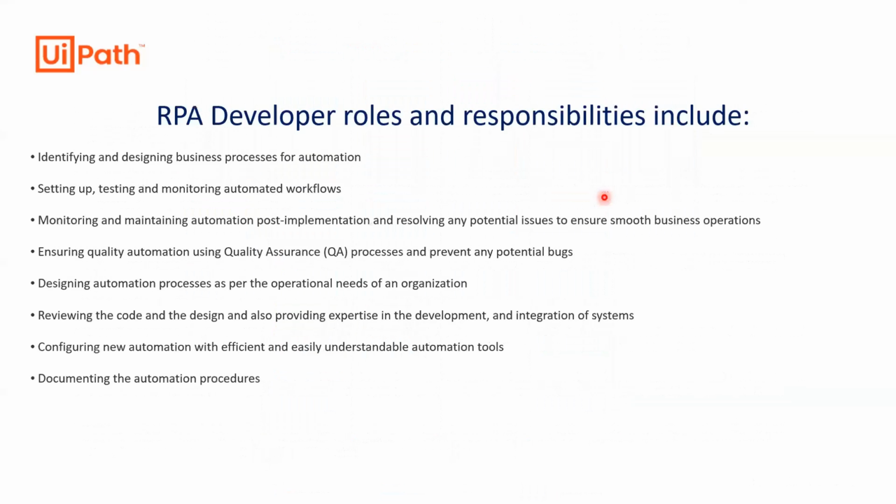So you should be good at documenting the procedures, how the process is supposed to go. If you have created any reusable component, how do you deploy it? How do you create run books? You should be good at documenting all those steps too, right? So documenting the automation procedures is also a role and responsibility of an RPA developer. There are others which keep on changing, but these are the pretty basic ones.